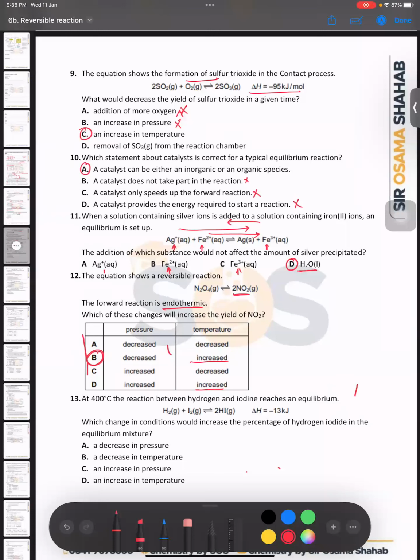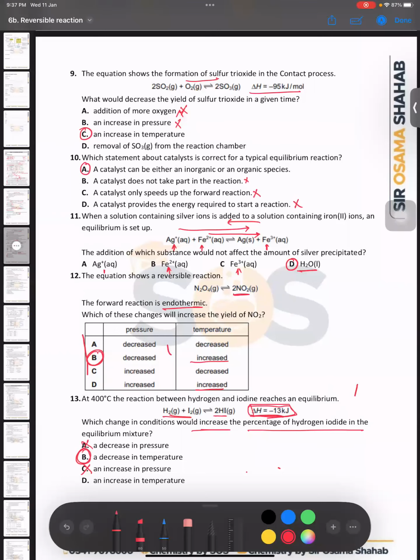And then MCQ number 13 is saying that at 400 degrees centigrade, the reaction between hydrogen and iodine reaches equilibrium, and the reaction is reversible. Which change in condition would increase the percentage of hydrogen iodide in the equilibrium mixture, right? You can see this. The number of moles on both sides is the same, so there is no effect of pressure. So increase or decrease in pressure cannot be the right answer. But the reaction is exothermic. So we know that exothermic reactions are feasible at low temperature. So decrease in temperature can increase the yield.